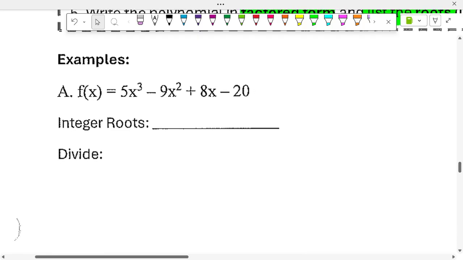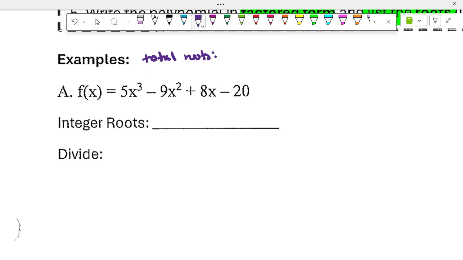So, first things first, here's kind of where you want to get an idea. Always start by looking at the degree, because that'll tell you how many roots you should have total. So, based off of the degree of this function, how many roots should I have total? 3. So I know I should have a total of 3 roots by the end of this.